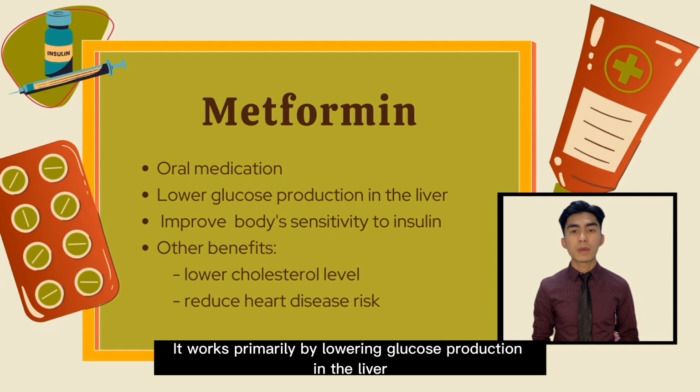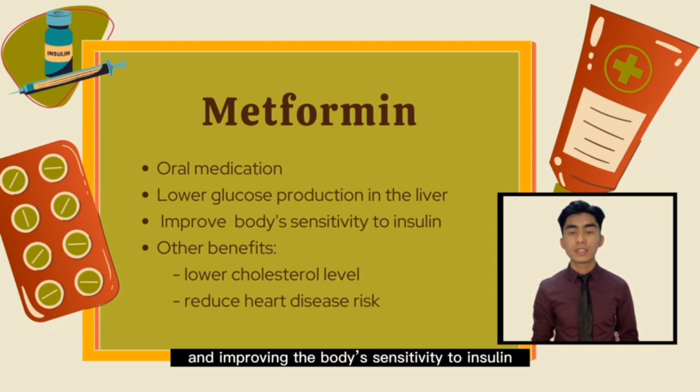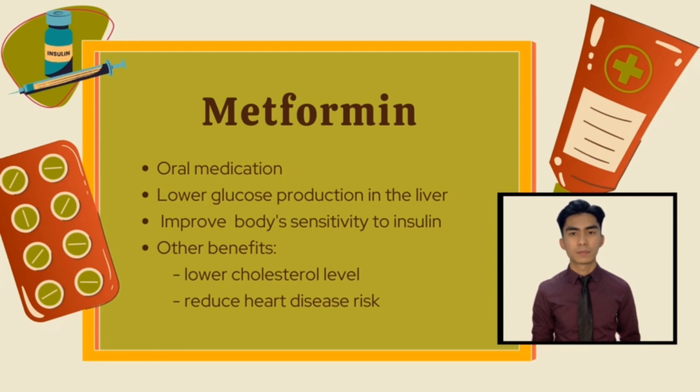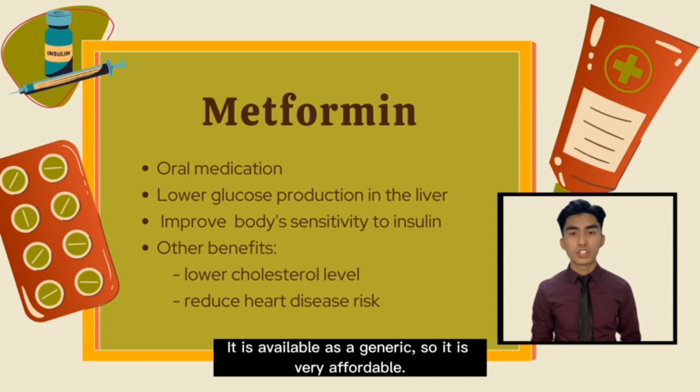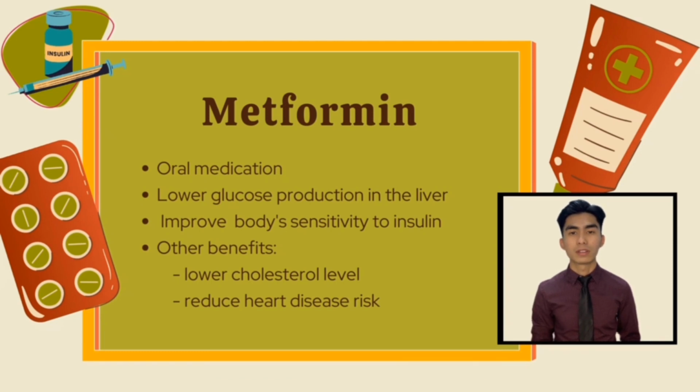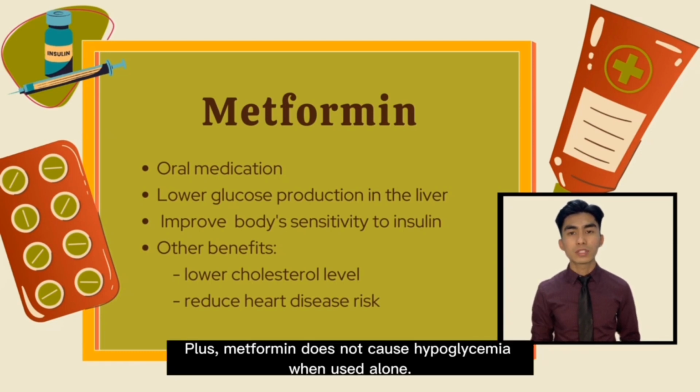It works primarily by lowering glucose production in the liver and improving the body's sensitivity to insulin so that the body uses insulin more effectively. This means that metformin improves insulin resistance so that the insulin produced works better. It is available as a generic, so it is very affordable. Plus, metformin does not cause hypoglycemia when used alone.